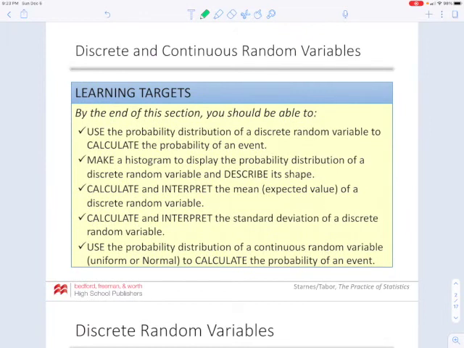So our learning targets for this will be using a probability distribution of a discrete random variable to calculate the probability of an event, making a histogram to display that distribution and describe its shape. And then we will also calculate and interpret the mean, which is called the expected value, and calculate and interpret the standard deviation.